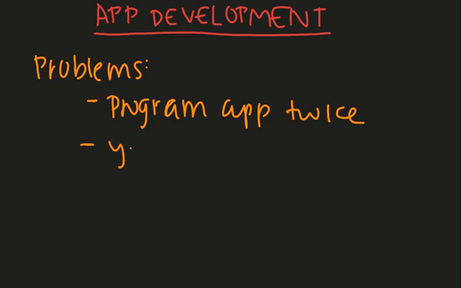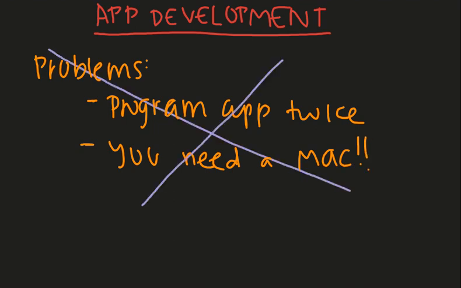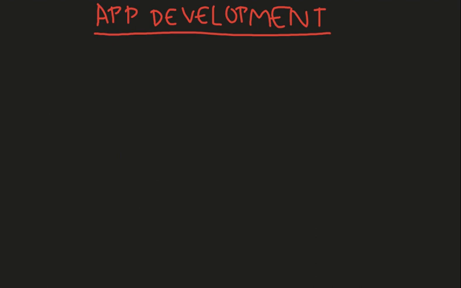Also, you need a Mac, which isn't always the most convenient. You might not like Macs. A Mac might not be available for you. So these problems are not ideal. This is why we use a language called React Native.